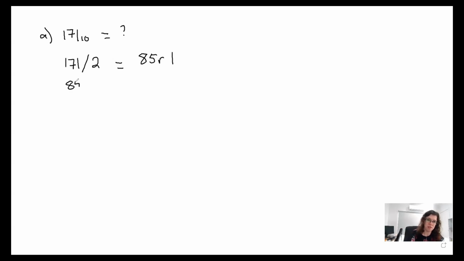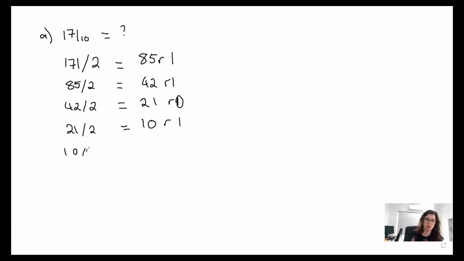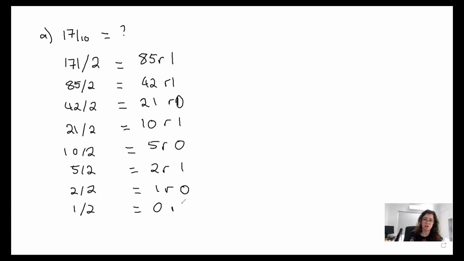Then we take the 85 and we divide that by 2. And we end up with 42 remainder 1. Then we take the 42, divide it by 2. We end up with 21 remainder 0 that time. Getting ahead of myself. 21 divided by 2 will give us 10 remainder 1. 10 divided by 2 will give us 5 remainder 0. 5 divided by 2 gives us 2 remainder 1. And 2 divided by 2 gives us 1 remainder 0. And then lastly, we have 1 divided by 2, which gives us 0 remainder 1.